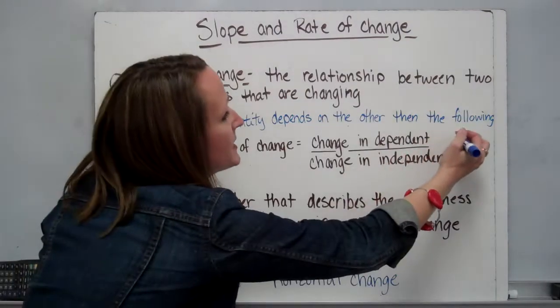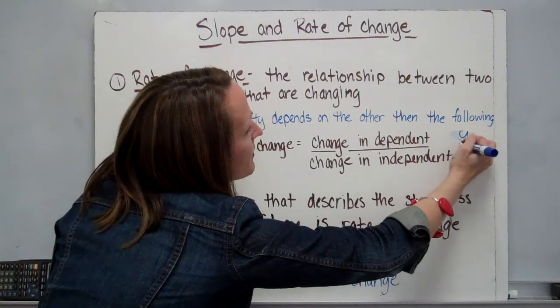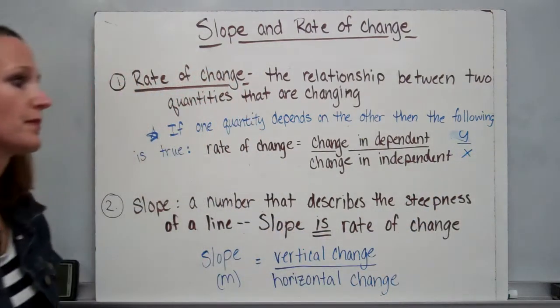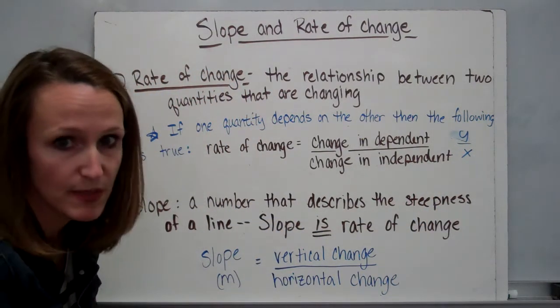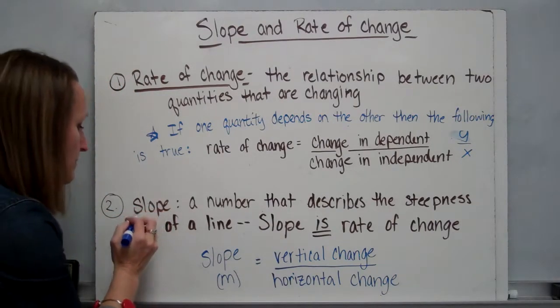And when we talk about the dependent, we're talking about the y over the x. Okay, keep that in mind because your y is always dependent and your x is always independent. So then we talk about slope.